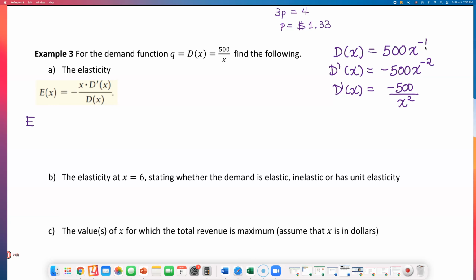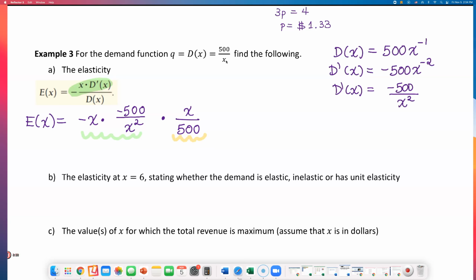So here is my e of x. The green part, I'll write this first, okay? Whenever I divide a fraction by a fraction, I just do keep change flip. So I will have my negative x times negative 500 over x squared. Okay, this is this piece right there. But I'll divide this by d of x, which means I will change it to multiplication, and I will just flip the second fraction and make it x over 500.